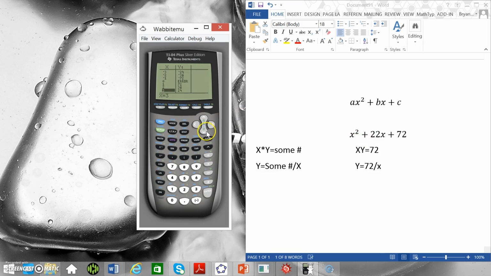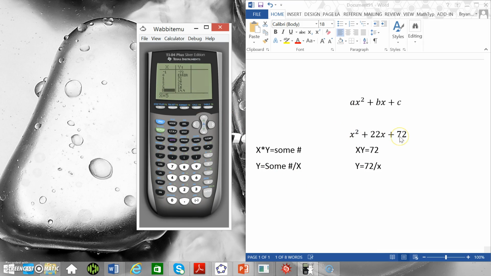So I'm going to scroll down, looking for any two numbers that add up to 22. No. Let's try more. Oh, here we go. 4 and 18. They add up to 22. You can see 5 and 14.4, we would get rid of that. We don't want decimals. So we just used the graphing calculator to find the factors.